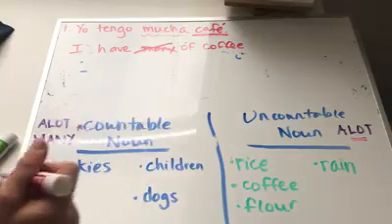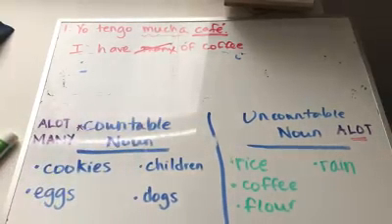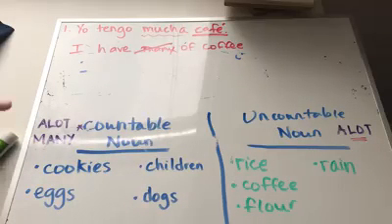That's incorrect. So I hope this video helped you understand that with countable nouns, things that we can count, we can use a lot or many. And with uncountable nouns, we can only use the word a lot.